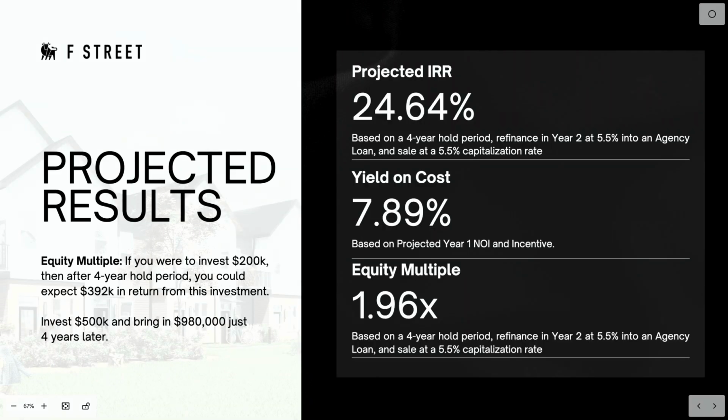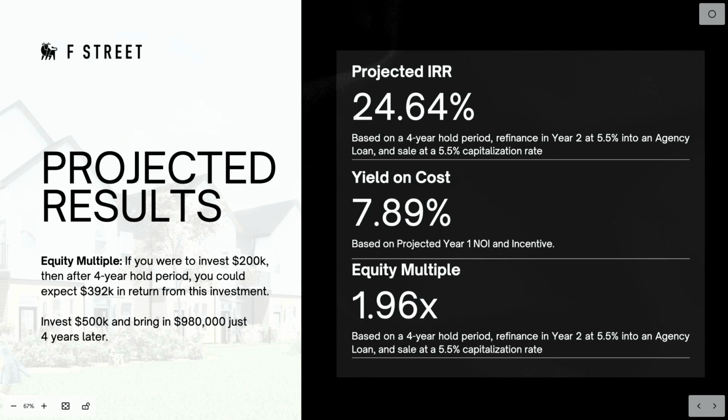So let's talk about what our projected results are. We're projecting a 24.64% IRR. We have a yield to cost of 7.89% based on the projected year 1 NOI and incentive. And we're projecting a 1.96 multiplier on your investment based on a 4-year hold.